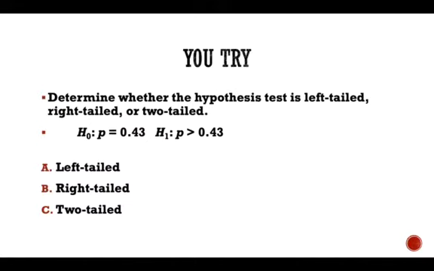Let's try another. Let's determine if this is left-tailed, right-tailed, or two-tailed. Determine whether the hypothesis test, given that the null hypothesis is that the population proportion is equal to 43 hundredths, and that the alternative is that it's greater than 43 hundredths. Well, what did we say? If the inequality is pointing to the right, if it's greater than, then this is right-tailed.